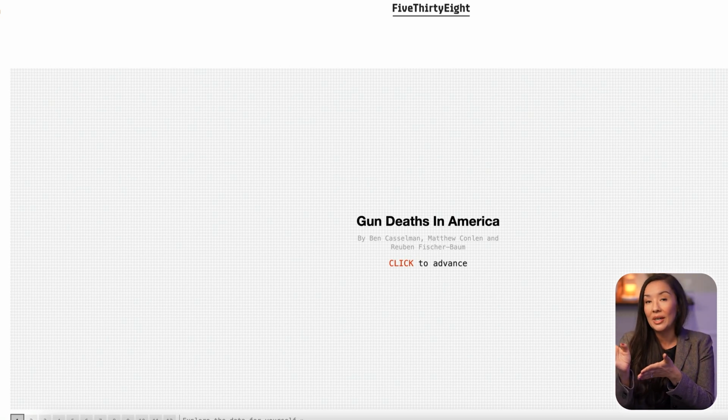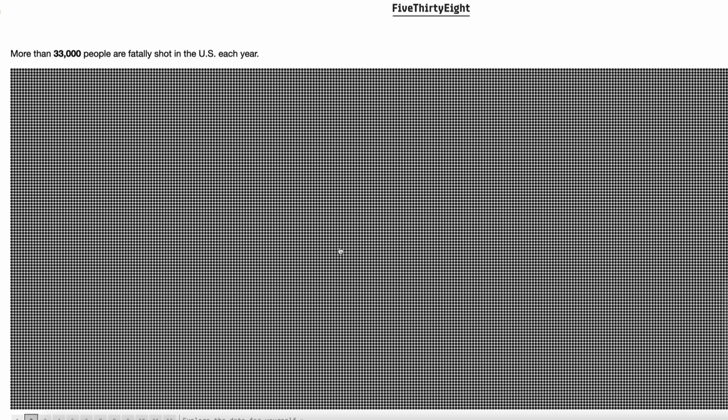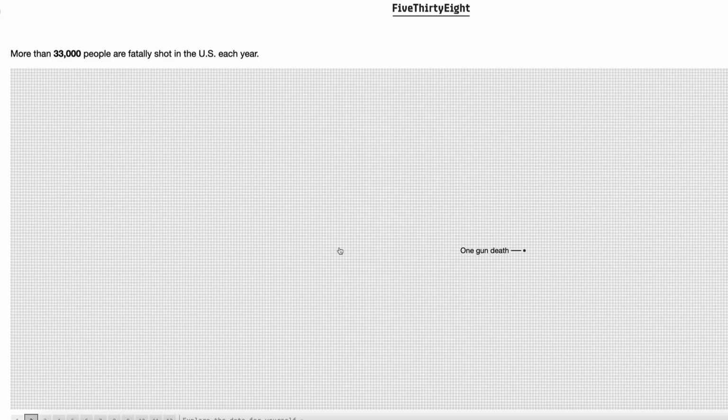I want to show you one more example that illustrates how it can work very effectively, but also some things that you want to be cautious about. Here we have a visualization from 538, and it's illustrating gun deaths in America. One of the major differences between the visualizations I've shown you in the past and this one here is the number of individual icons that are being represented. We have each dot here, which is representing one gun death, and we have more than 30,000 of these individual dots. So as we click on this, it's going to walk us through some statistics.